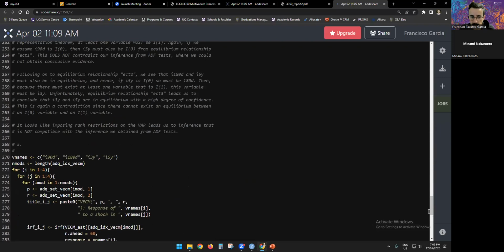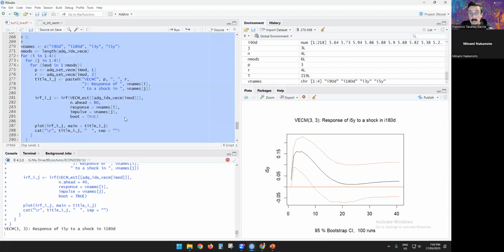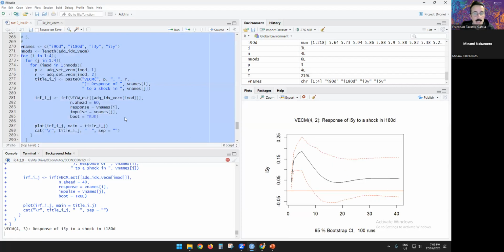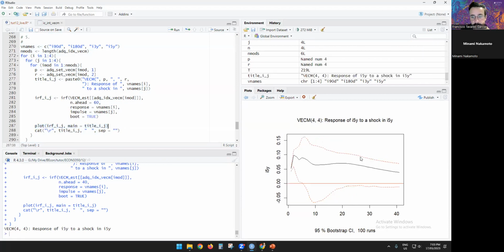Okay, I've just updated. So now it's 60 for 5 years. But yeah, pay attention to the amount you'll be asked to forecast. Then responses from I and impulse from J. Pretty much here, boot equals true, same thing we did before. And then this is the plot we're doing, and it will appear in here.